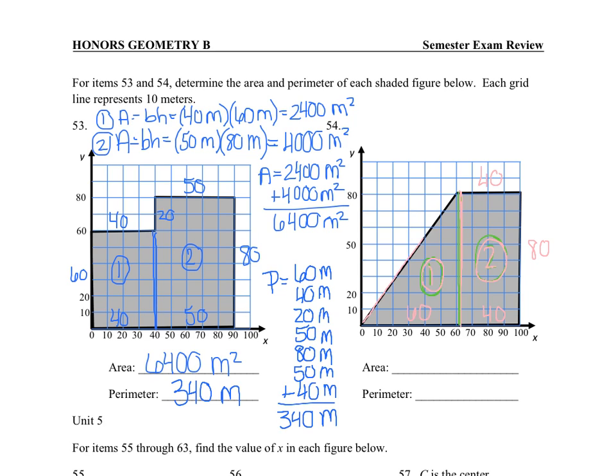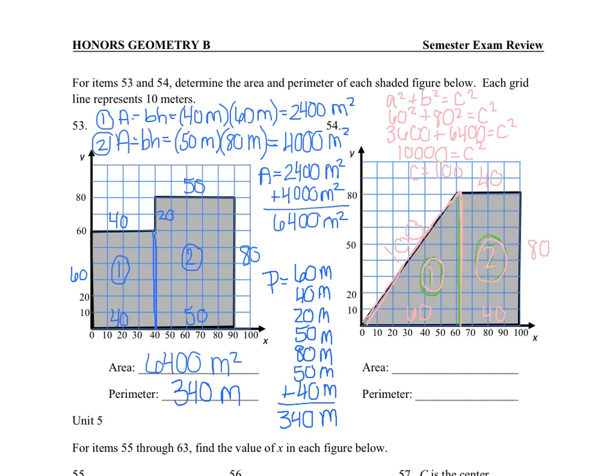And now we have to find this length. The easiest way to find this length would be to use the Pythagorean Theorem, where a squared plus b squared equals c squared. 60 and 80 are my legs, so 60 squared plus 80 squared is going to equal c squared. Well, 60 squared is 3,600. 80 squared is 6,400. When you add them together, you get 10,000. And when you square root that, c is going to equal 100. So my length on this side is going to be 100.